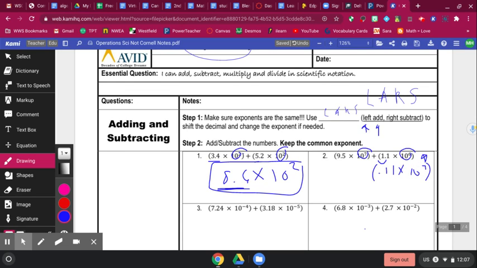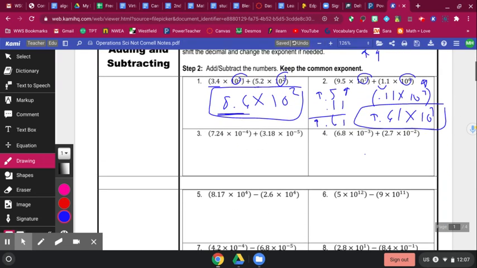Now I can add that to this one right here. So we're going to add 9.5 plus 0.11. I get 9.61. So 9.61 times 10 to the 7th. Again, because 9.61 is between 1 and 10, I don't have to make any more adjustments.